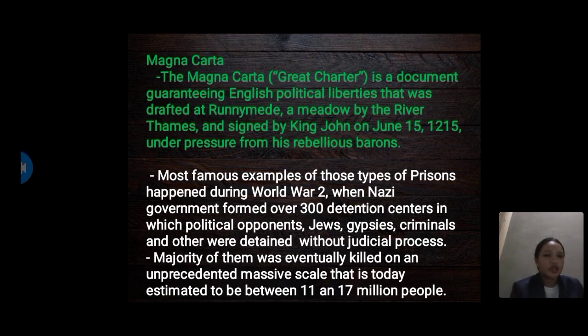So the Magna Carta, the Great Charter, is a document guaranteeing English political liberties that was drafted at Runnymede, a meadow by the River Thames, and signed by King John on June 15, 1215, under pressure from his rebellious barons.